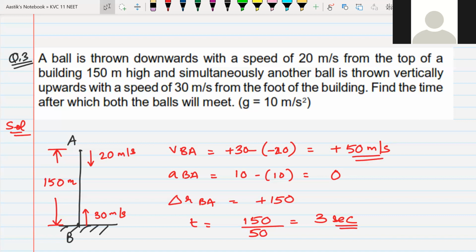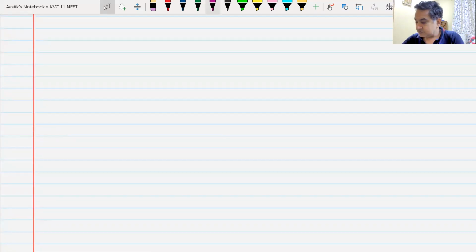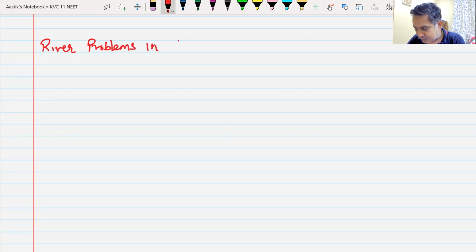That takes me to the next part. Yes, here. And what was the heading of this chapter? They are known as river problems. So we write the heading river problems in 1D. Now, when these are river problems in 1D, they are also known as upstream, downstream problems.